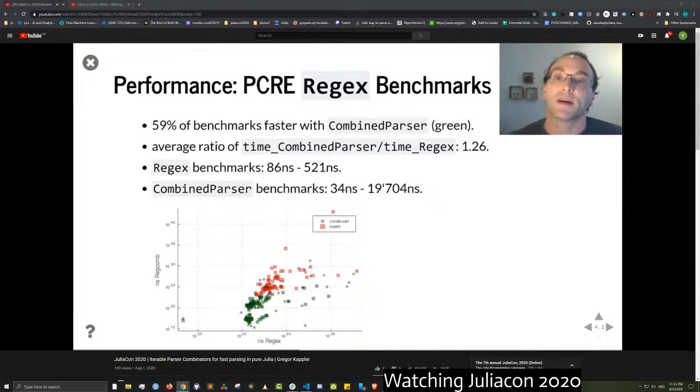The same unit tests are used for benchmark comparisons with PCRE. Most benchmarks are faster with combined parsers, as indicated in green in the scatterplot of timings on log scale. On average, combined parsers is 26% slower than regex, however, because regex captures perform badly compared to the recommended approach in the showcase that follows now.